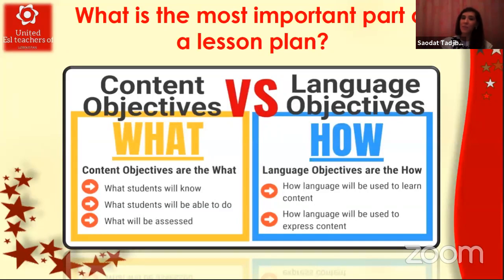So what is the difference between content objectives and language objectives? Any ideas? Please be active. Do you have any ideas about the difference between content and language objectives, of course?